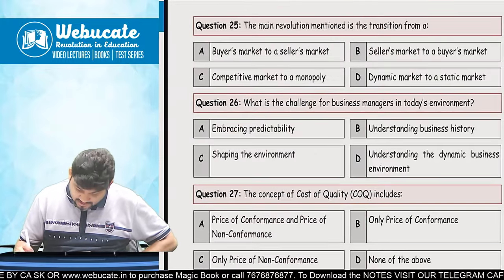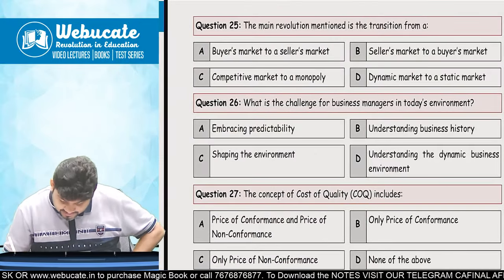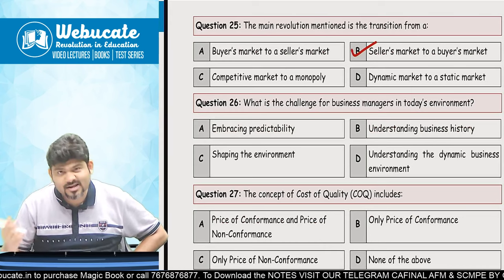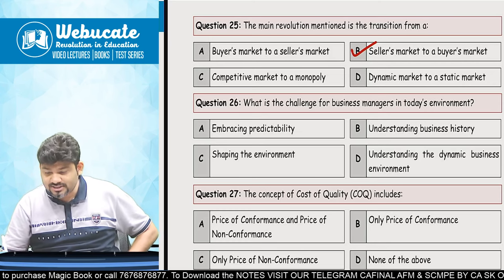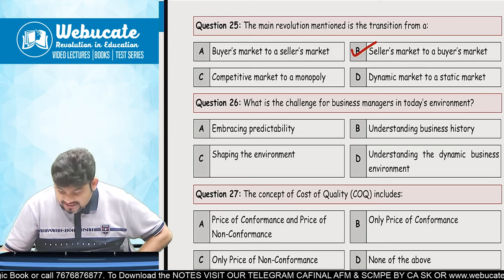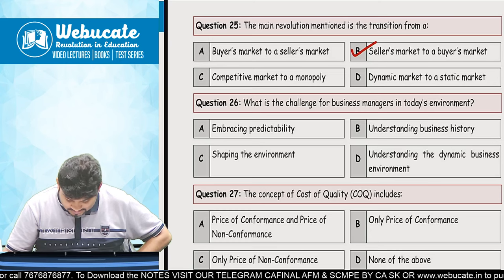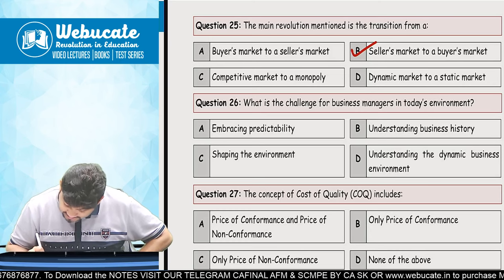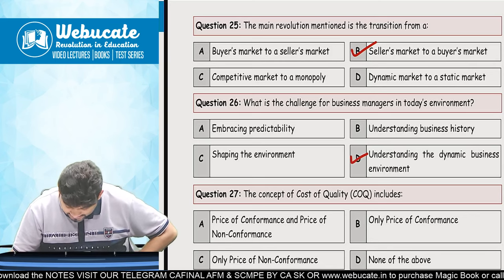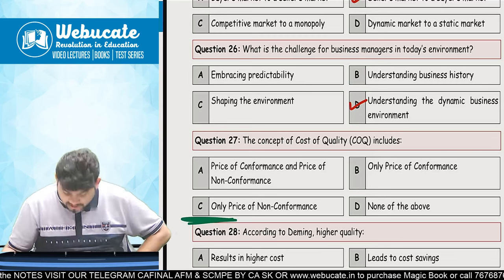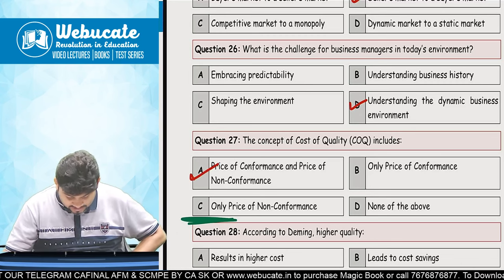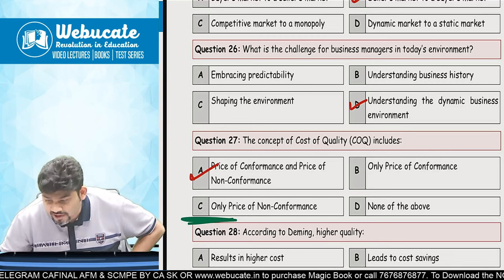Then, in the past two decades, the business environment in many sectors has been characterized by rapid changes, obviously. The main revolution has happened from seller to buyer. Now the buyer demands. What is the challenge for business managers in today's environment? The major challenge, according to me, is understanding the dynamic business environment. And the last, 27: the concept of cost of quality includes price of conformance and price of non-conformance.